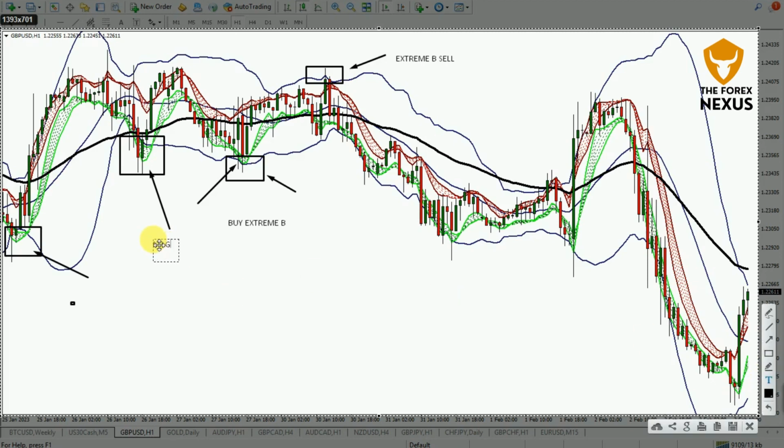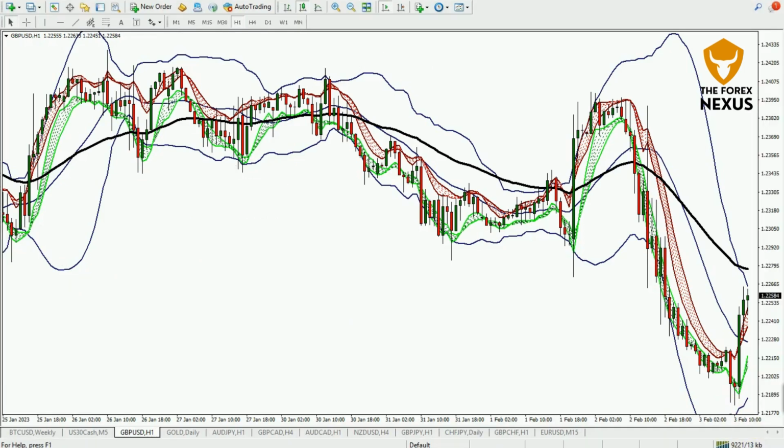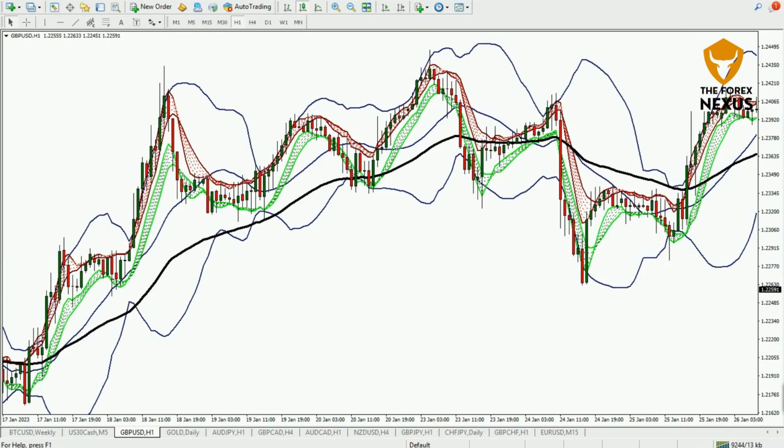Magic extreme buy. This one is also buy magic extreme. So when the MA5 and MA10, both moving averages, get outside of the lower band, it is called magic extreme. Okay, so this is a magic extreme.